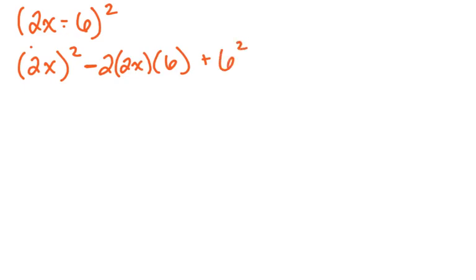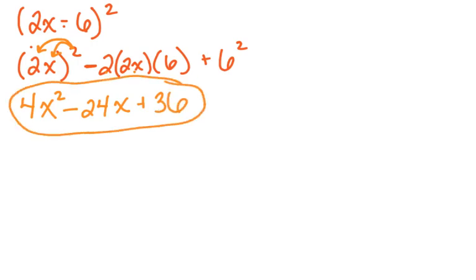Now remember, this 2 goes to both values in here. So 2 squared gives you 4. And then you have x squared minus 2 times 2x is 4x. 4x times 6 is 24x plus 36. And that would be your final answer for multiplying the 2 binomials of 2x minus 6 quantity squared.